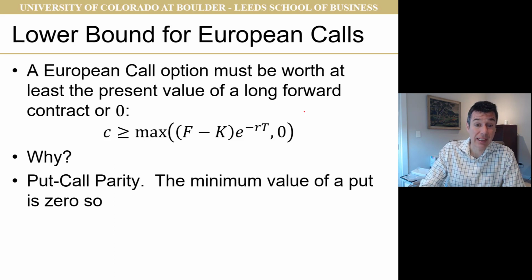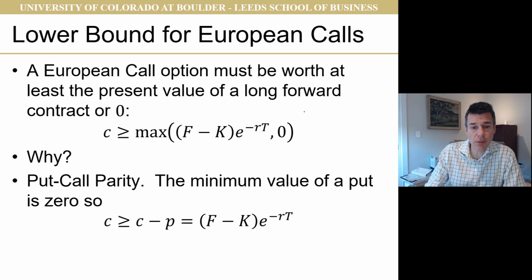Now, certainly it has to be worth zero because you're always getting paid at maturity. If the call were worth less than zero, then you would have a problem. You would have free money. The reason for the other condition, at least the present value of long a forward contract, is as follows. We know with put-call parity, call minus put is the present value of a forward contract. We know the minimum value of a put is also zero, which means that call minus a put is less than or equal to the value of a call, right? The put could be worthless, so call minus a put could be equal to the value of a call, but if the put is not worthless, then the European call option is worth more than the call minus put. And of course, that means that the call is worth more than (F minus K)e^(-rT).